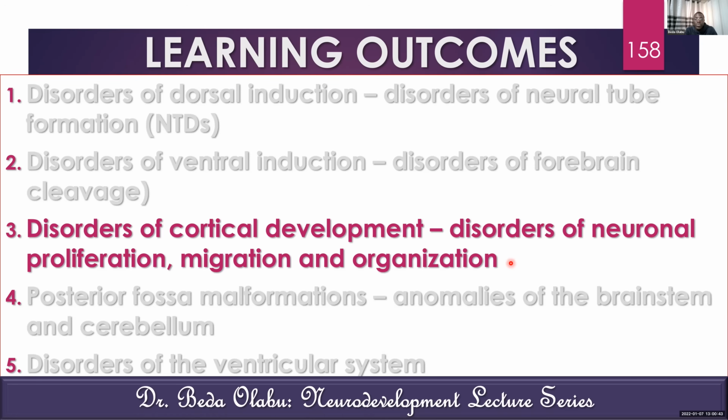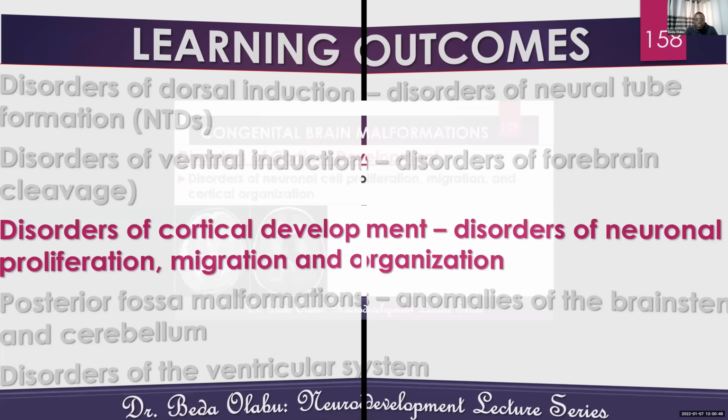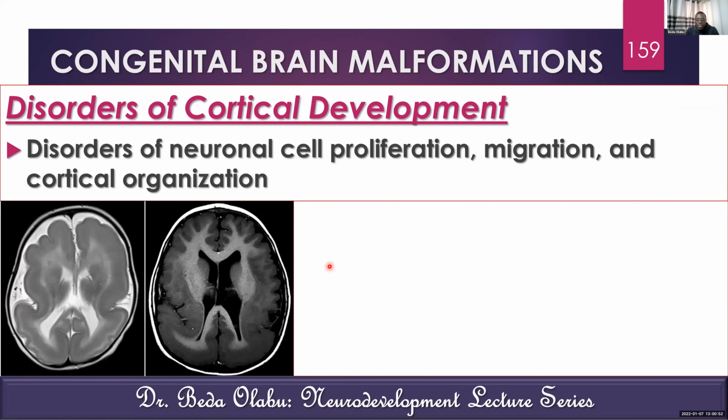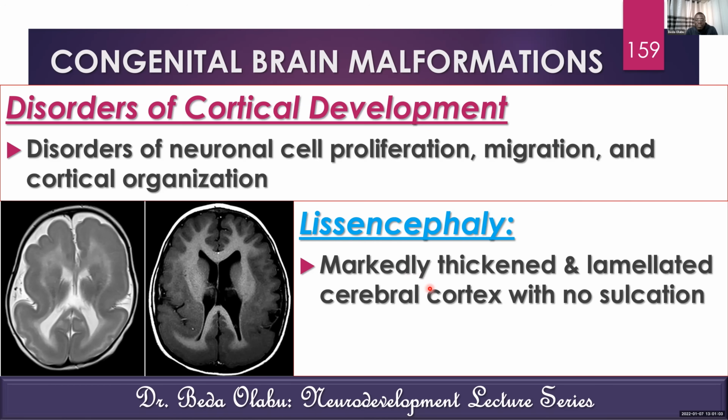These are disorders of neuronal migration, proliferation, and organization. I want to start with what we call lissencephaly. The term lissen means smooth, so smooth brain. Lissencephaly is marked by thickening and lamellation of the cerebral cortex with no sulci. Look at that one. The cortex is very thick and we don't see sulci. So the outer surface appears really smooth.